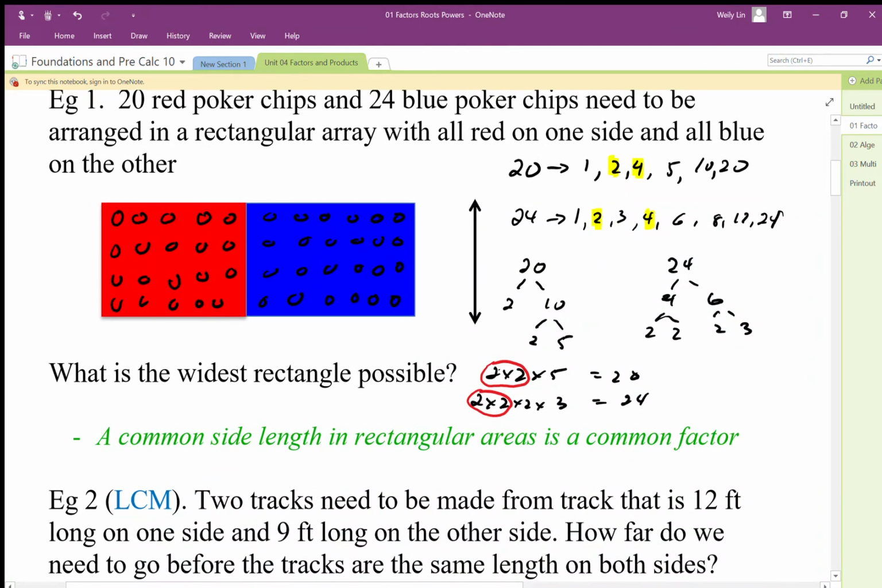What we really want to do as a model, though, is think of greatest common factor as the common side length. Okay, we have 2 sets here, and if we want to know what the greatest common factor is, we look for the common side length that allows us to show this in an array.